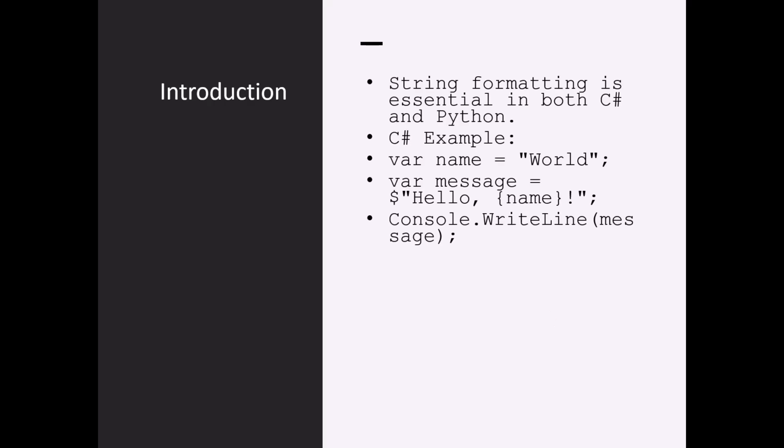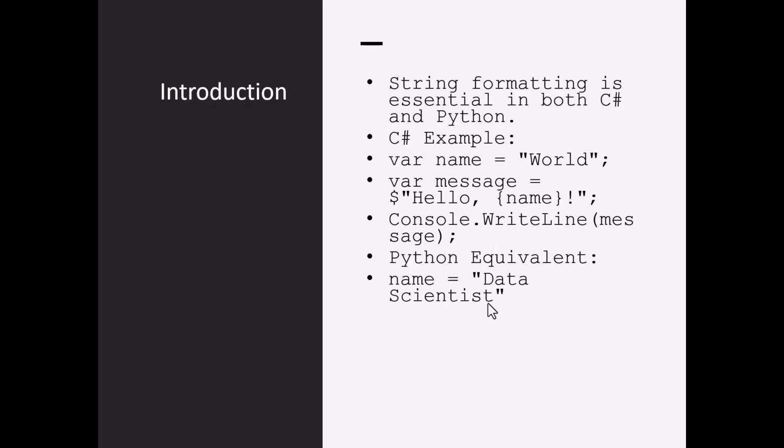So var name equals world, var message. This is the string interpolation. For those of you who have come from a C# and .NET background and are trying to switch over to data science with Python, this must be very familiar to you. So var message equals string, $ sign within double quotes, then Hello, comma, within curly braces name, and then exclamation mark, and the double quotes close and semicolon, and then Console.WriteLine, this message.